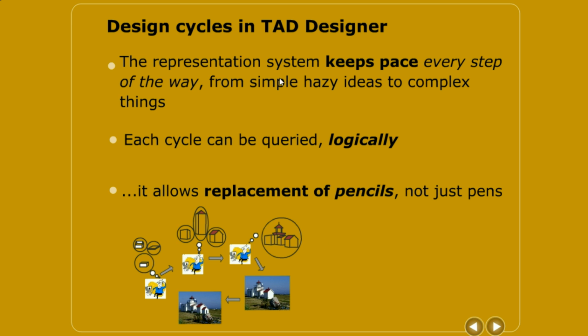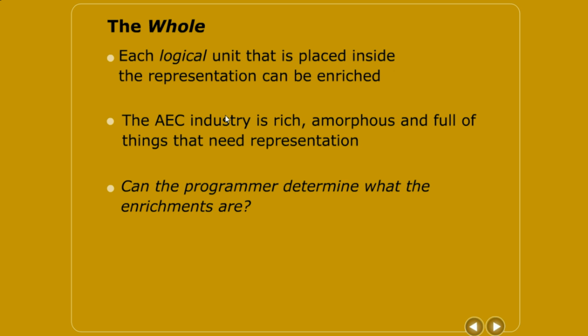In TAD Designer, the system actually allows the architect to keep track of the design through all those stages which I explained to you. And each cycle can be represented and queried logically. So this design cycle and iterations actually allow you to really knock off pencils. You don't have to be using pencils to show your haziness. You can be hazy to begin with using TAD and then end up with a final product later on.